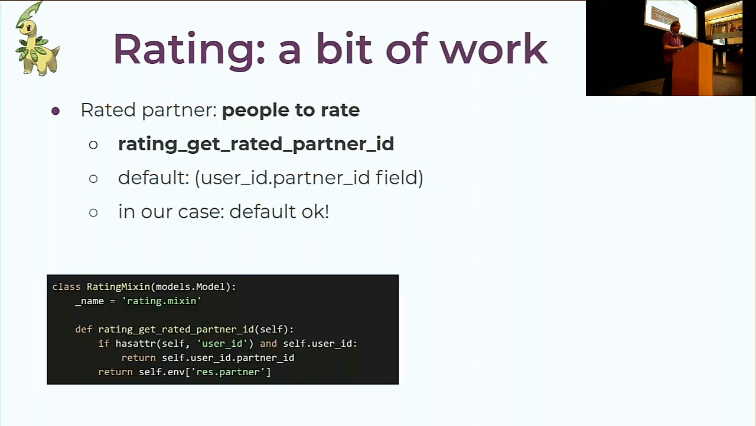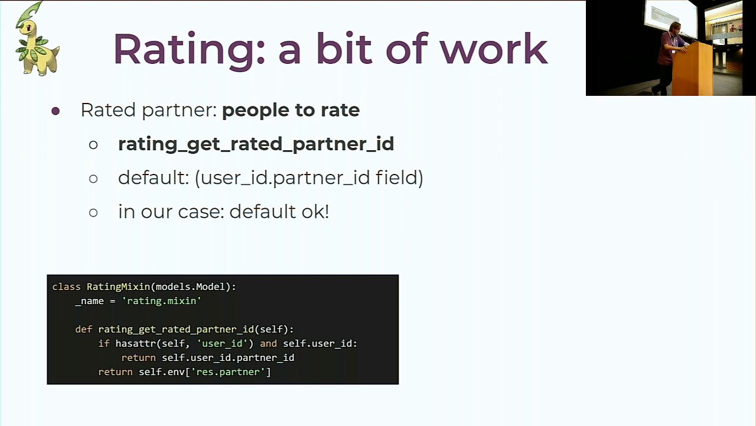For example, in our example of plant nursery, we want to ask for customer satisfaction on nursery orders. So when people order something, we want to be able to send a request to ask if they are happy or not. The first thing to define is who is rated. In rating, a customer rates somebody on the document. So the person who is rated is given through the rating get rated partner ID method.